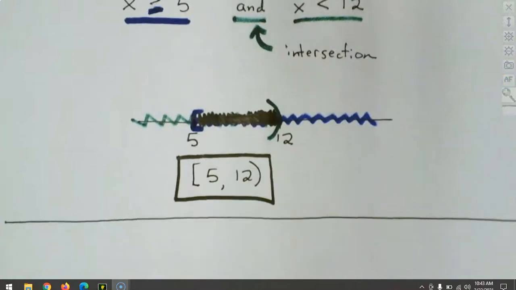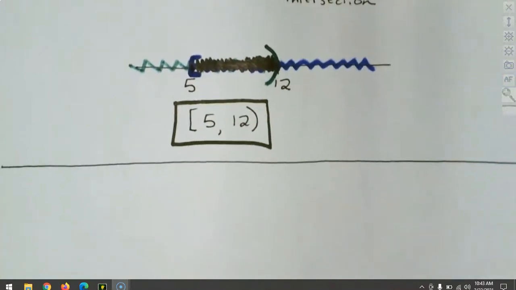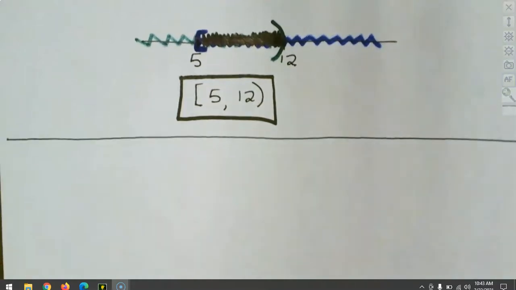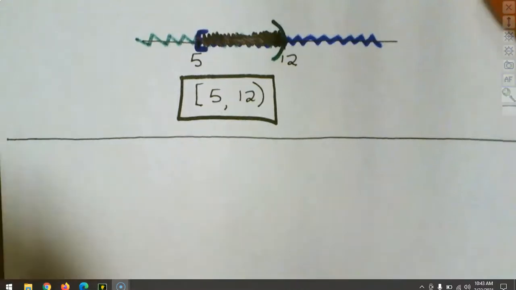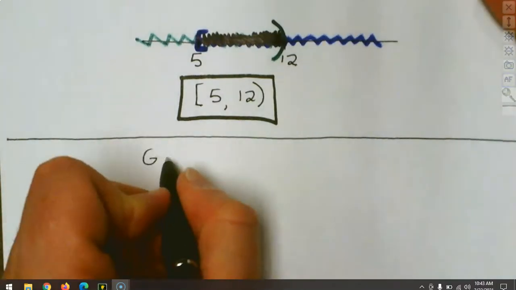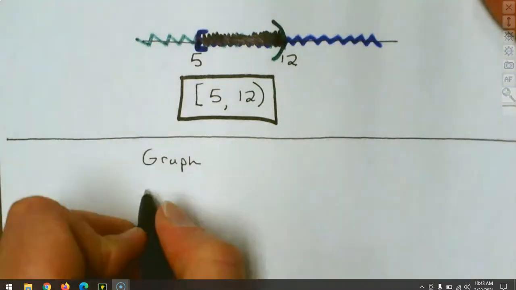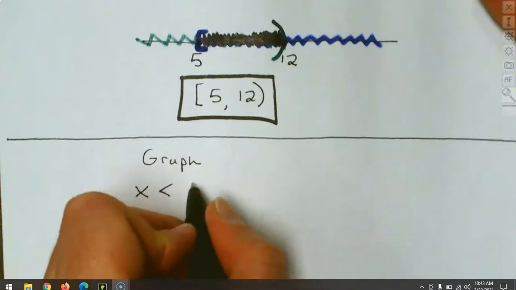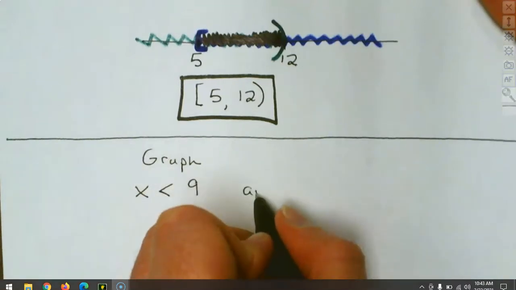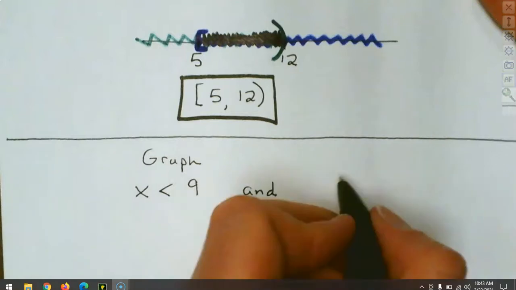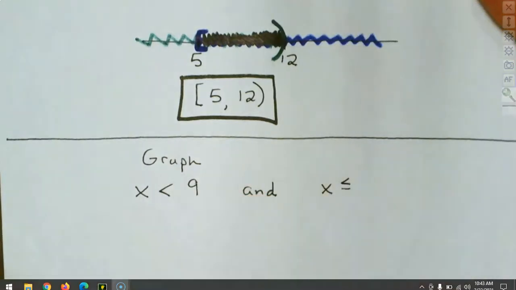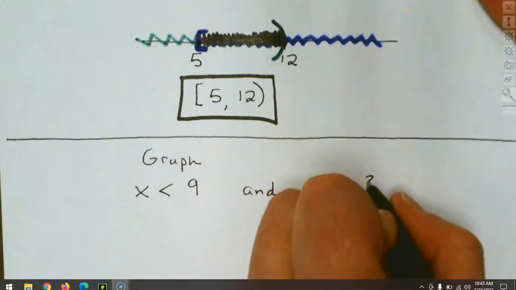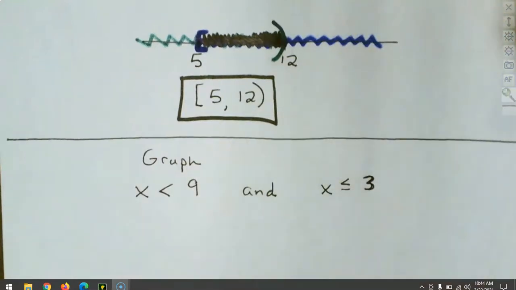Let's work through some more examples first, just so we understand these before we start solving. We have to know how they work before we actually start manipulating around the inequalities. So let's try and solve and graph another one. How about x is less than 9 and x is less than or equal to 3. So let's see how this one would work.